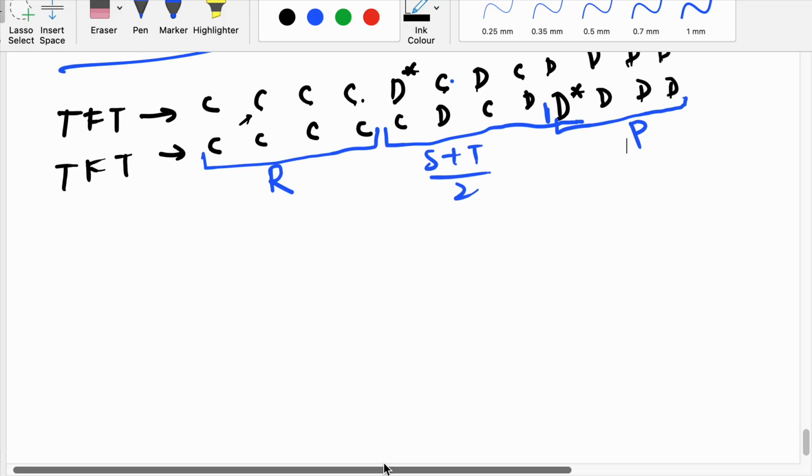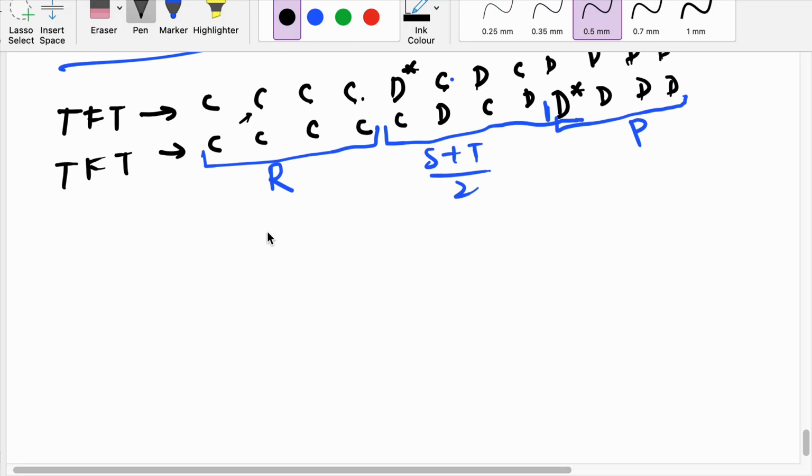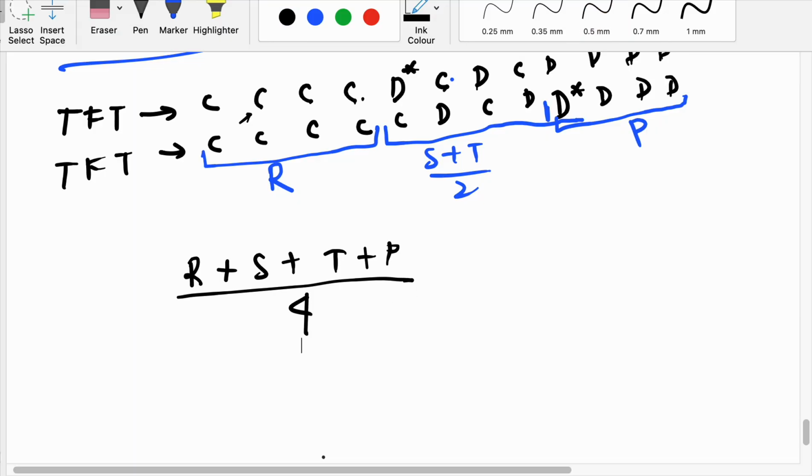Now, in place of getting R, in the presence of mistakes they will get this much payoff: R plus S plus T plus P by 4. So it is as if, in the presence of mistakes, they are playing randomly, tossing a coin with probability half: if heads comes he chooses cooperation, if tails comes he chooses defect, and it does not depend on what the opponent did in the previous round. It almost gives the same payoff as a random strategy with half probability cooperation and half probability defection will give. So this is the problem, because this is actually less than R.